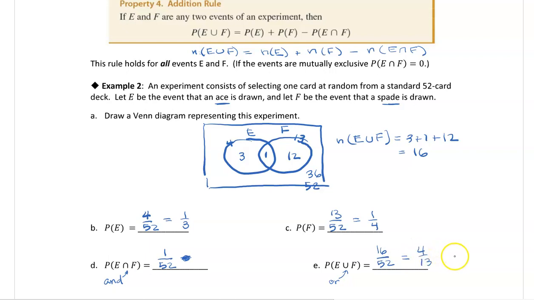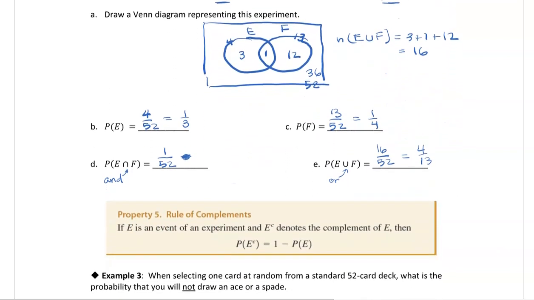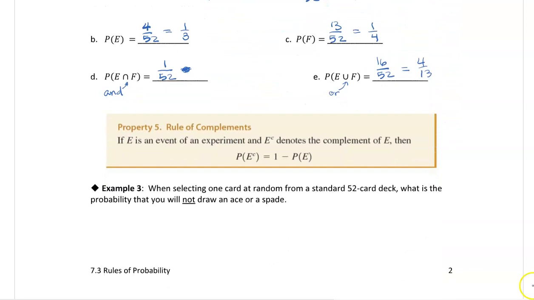Okay? So, like I said, don't worry about the formula if you visualize it with a Venn diagram. I feel like it's much easier. All right? So, also in chapter 6, we talked about complementary counting.